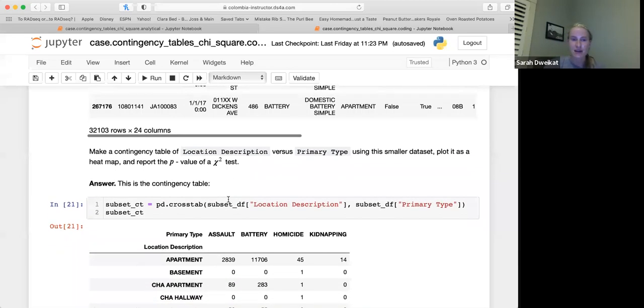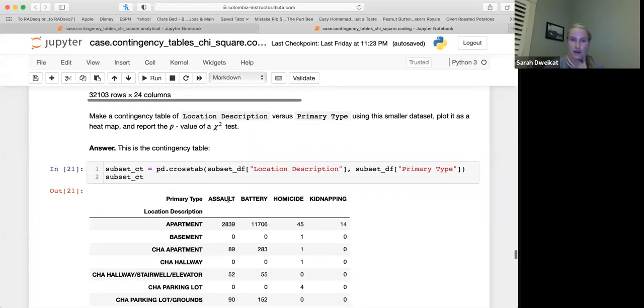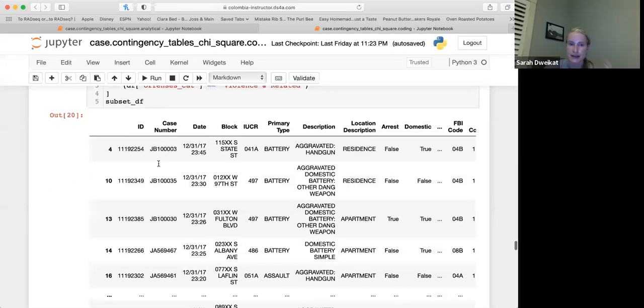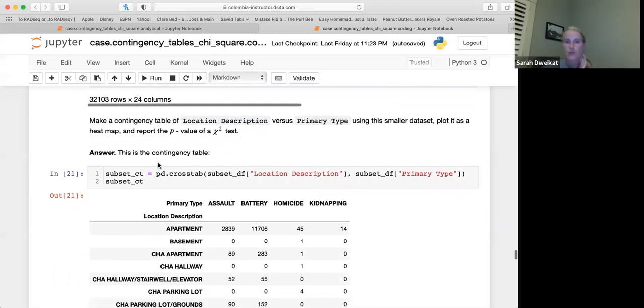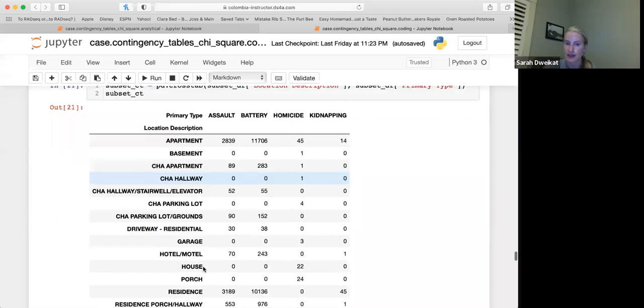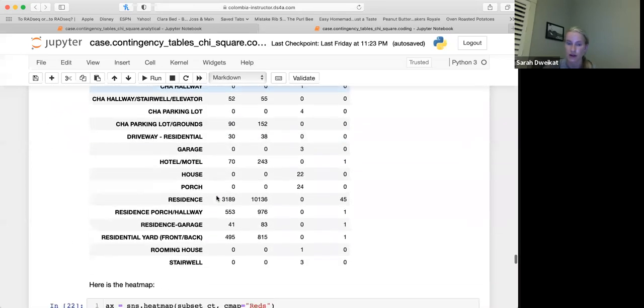So let's talk about the answer for this contingency table. What we wanted to do is use the subset data frame, which we're going to call subset count. We just create our contingency table using crosstab, from our subset data frame, the modified data frame. We want the location description and primary type. Those are the two things we want to put in our contingency table, and then that outputs it. Remember, crosstab does all of that for you.